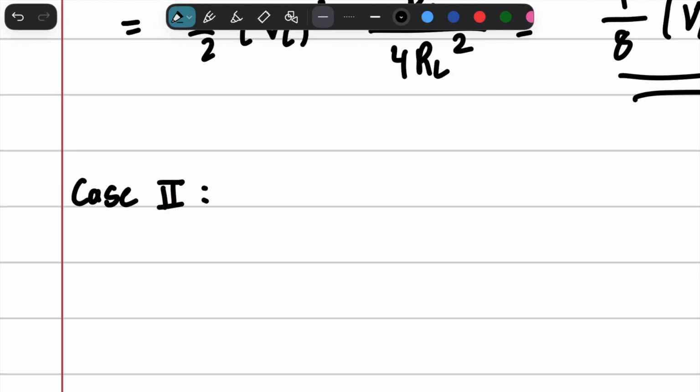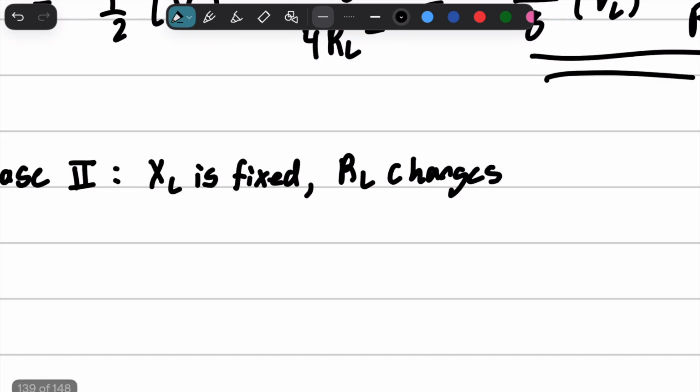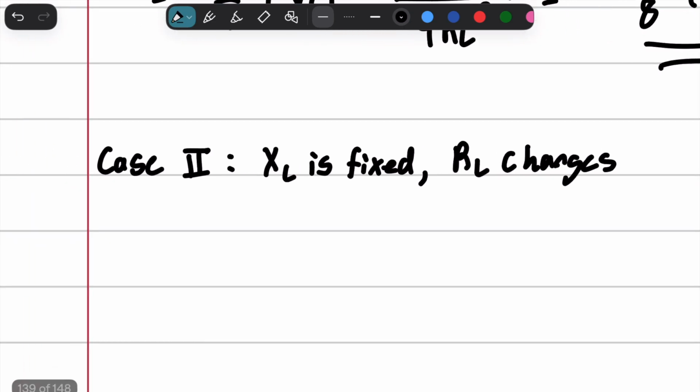Now case 2. So in case 2, we say that XL is fixed. So we can't change the capacitors and the inductors in this network, but we can change the resistance, which is RL. This time we don't have to work with partials because we know that XL is fixed and we can't change it. So we're just going to use a simple derivative. And that's going to equal 0 for optimization.